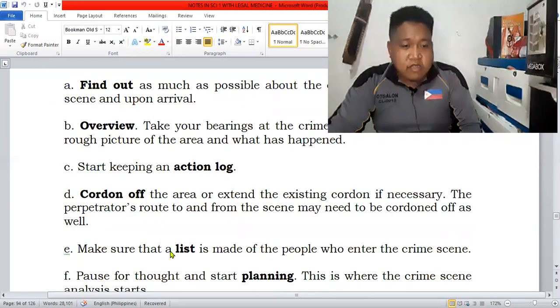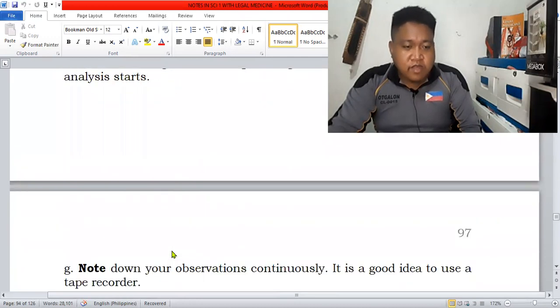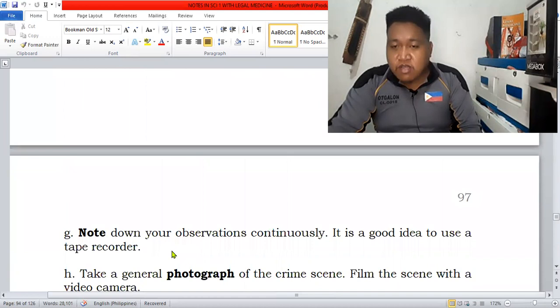No? At saan mag-uumpisa. Make sure that a list is made of the people who enter the crime scene. Kasi nga, malay mo, isa sa mga pumasok a possible suspect. Pause for thought and start planning. This is where the crime scene analysis starts. Importante yan in robbery, and even in other crimes. Note down your observation continuously kasi magagamit mo yan in the future in your analysis. It is a good idea to use a tape recorder, no?